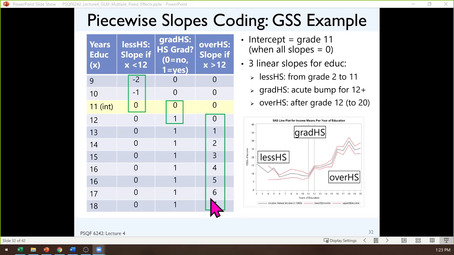So each set of values is activated, so to speak, in a different region. The first variable captures differences in education up to 11. The second variable then turns on to capture the difference going from 11 to 12, and then it shuts off because the third variable picks up where it shuts off to capture further differences as a function of education after year 12. So this coding scheme is going to give me the ability to estimate different slopes through different sections of this education predictor.